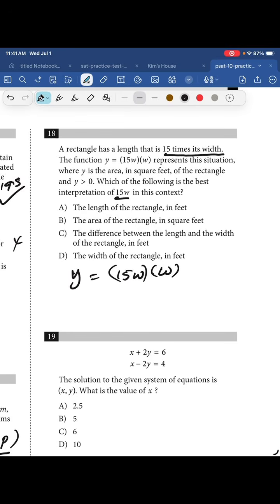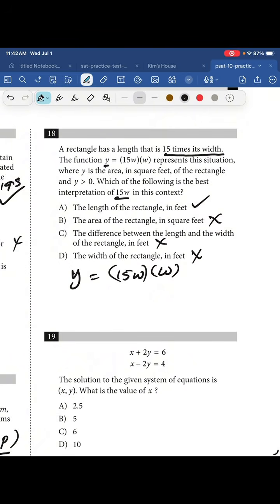Okay? Now the length of the rectangle in feet. So what does 15w represent? Basically, that's the question, right? The area of the rectangle. So this is not correct because y is the area. Okay. Now the difference between the length. No, this is not correct. The width of the rectangle. No. So our correct answer is A.